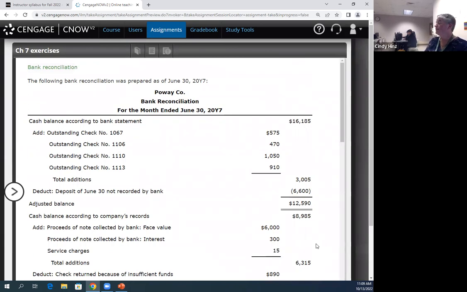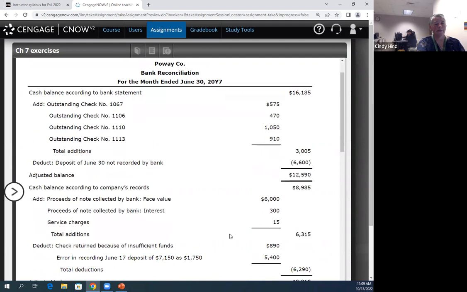Moving on then. The next exercise. We are given a bank reconciliation. Looks a little bit more complicated than what we saw in our first exercise today. You can see that in this case, they did list individually all of the outstanding checks. These are checks that have been written, but have not yet been cashed. So we've already taken them out of our records, but the bank doesn't know about them yet. When will they find out? When and if the check actually gets cashed.